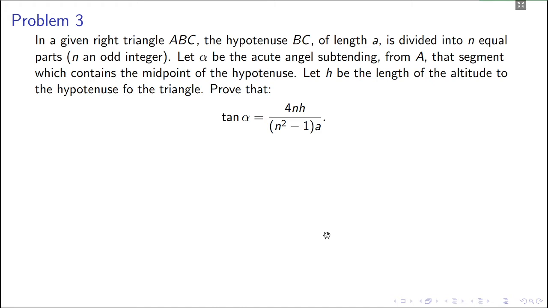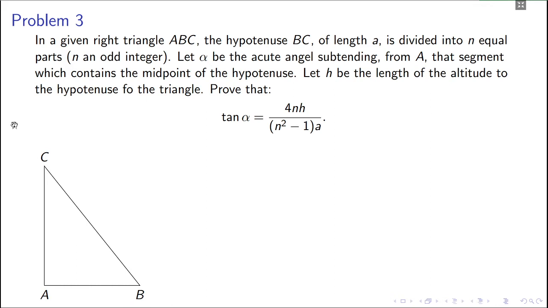So this one says there is a right triangle ABC. The hypotenuse is of length a and is divided into n equal parts. n is an odd integer. Then it says let alpha be an acute angle, sorry for this spelling mistake, subtending from A that segment which contains the midpoint of the hypotenuse. So you take the segment which has the midpoint of the hypotenuse and let that subtend an angle alpha at the point A. Let h be the length of the altitude from the hypotenuse to the triangle. Then you have to prove this relation.